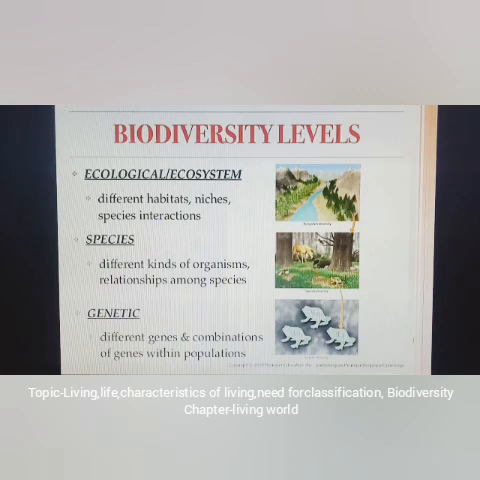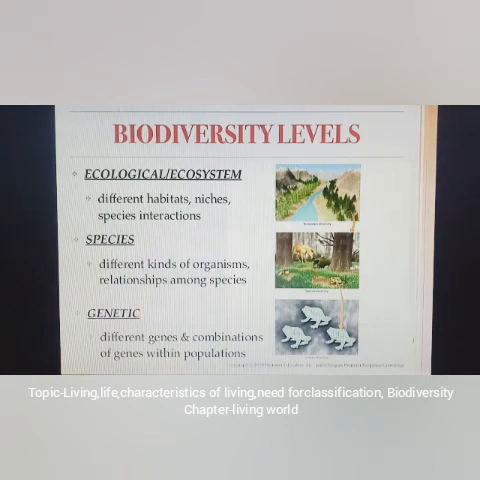Second one, species diversity. What is species diversity? Species diversity is a type of diversity which is found among various different species of organisms. And next, what is genetic diversity? Genetic diversity is a kind of diversity where organisms belonging to a single species also differ from each other based on their genetic makeup. So this can be called genetic diversity. So these are the basic things of ecological diversity, species diversity and genetic diversity.